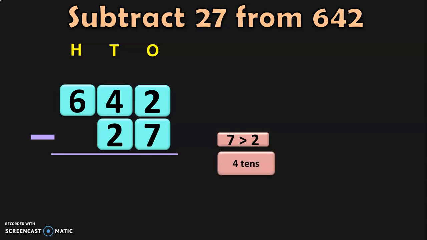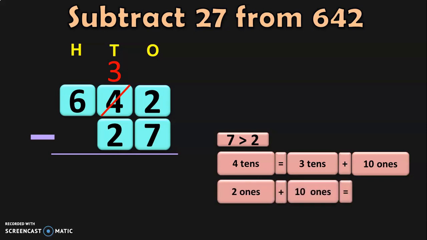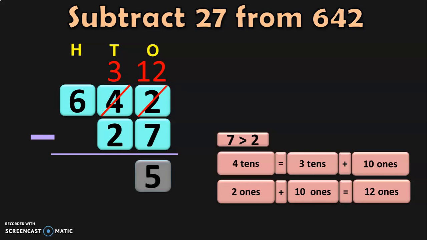So regroup the tens place. 4 tens is equal to 3 tens plus 1 ten or 10 ones. So 4 tens will become 3 tens. And the 10 ones is given to the ones place. In ones place you already have 2 ones. 2 ones plus 10 ones will give you 12 ones. So now ones place becomes 12 ones. 12 minus 7 in the ones place is 5.